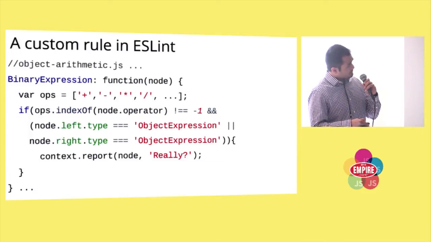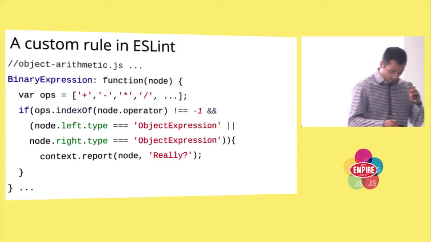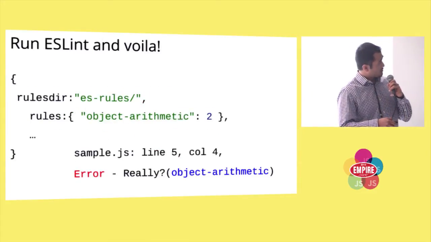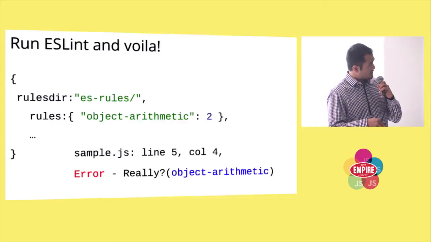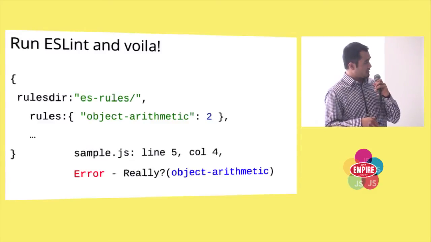Here I'm saying this rule applies to all binary expressions. If the operator happens to be one of these binary operators, I don't want either the left or the right to be an object expression. Otherwise, we'll report an error. After we've set this rule, we would configure ESLint. This is the name of the node module where we wrote the previous rule. Then you run this and voila, it tells you you're not supposed to do arithmetic on objects.